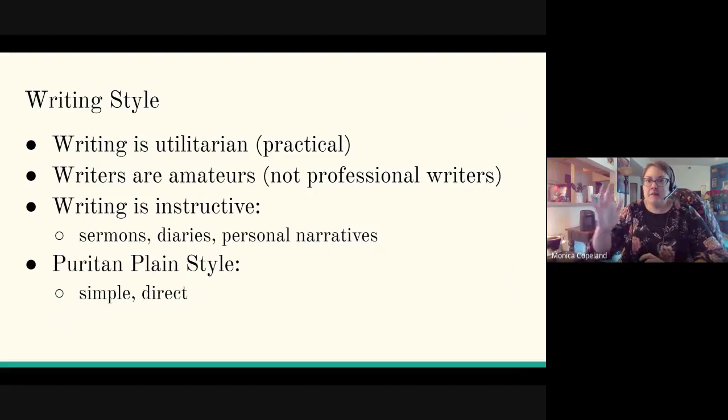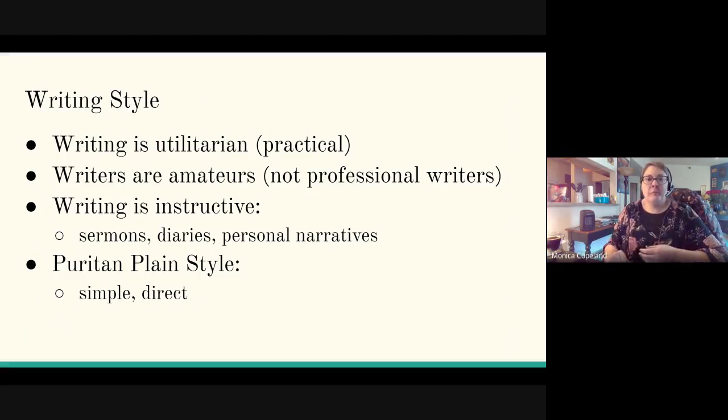Their writing style is very utilitarian, meaning practical. They were not big fiction writers, typically nonfiction, things that they thought would instruct others. They were not professional writers at this time. English as a written language was fairly new, so we don't have standardized spellings. Like one person will spell Plymouth one way with PLI, another person will spell it PLY, and both are equally fine because they're not professionals and there's no real standardized English yet. It's getting there at this point, but not quite.